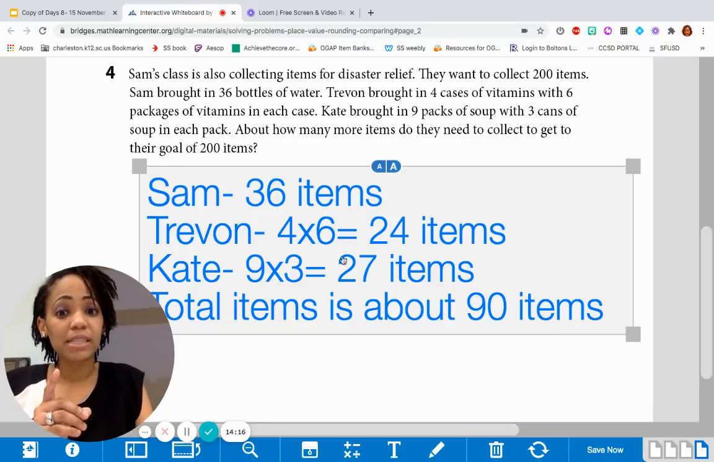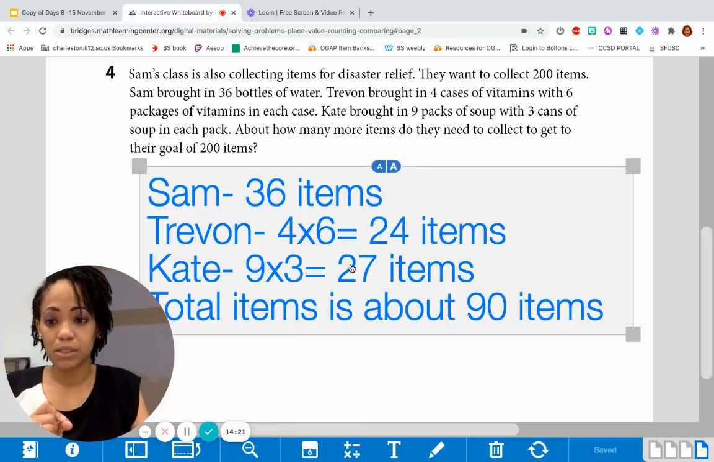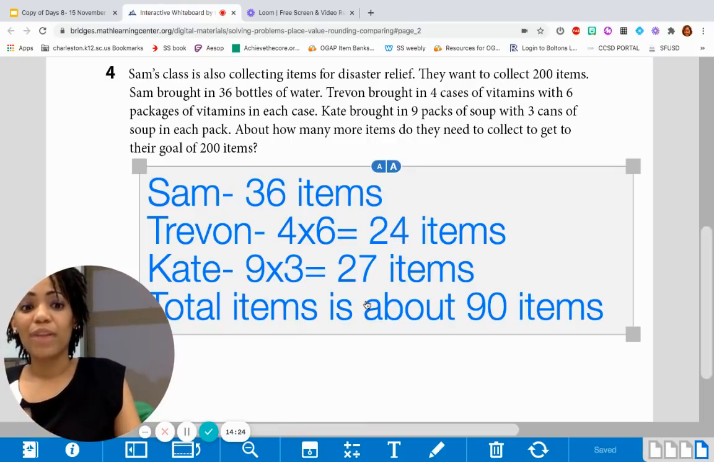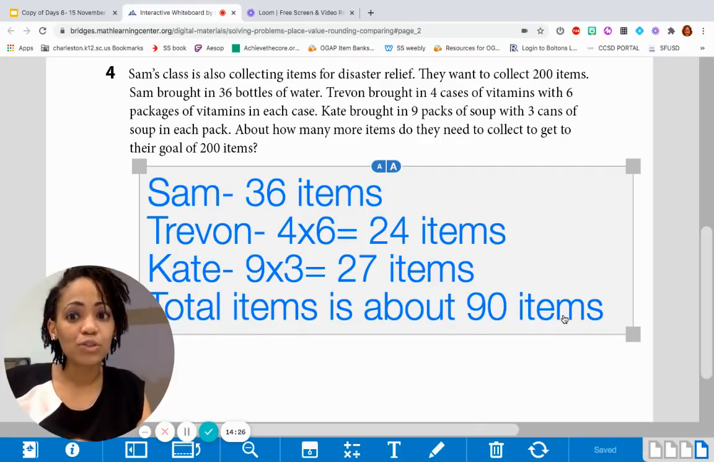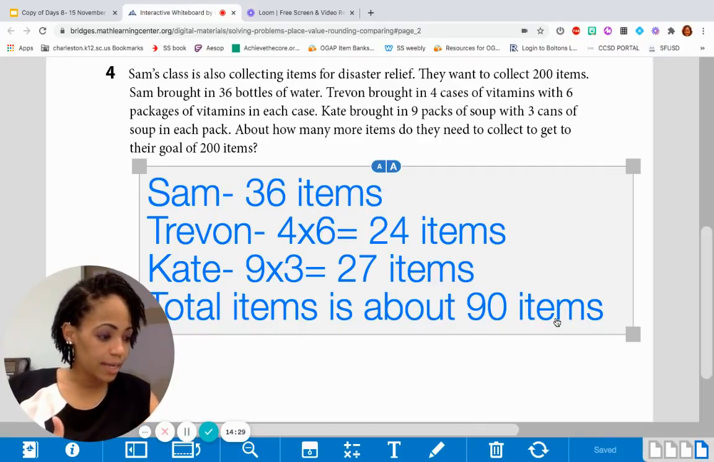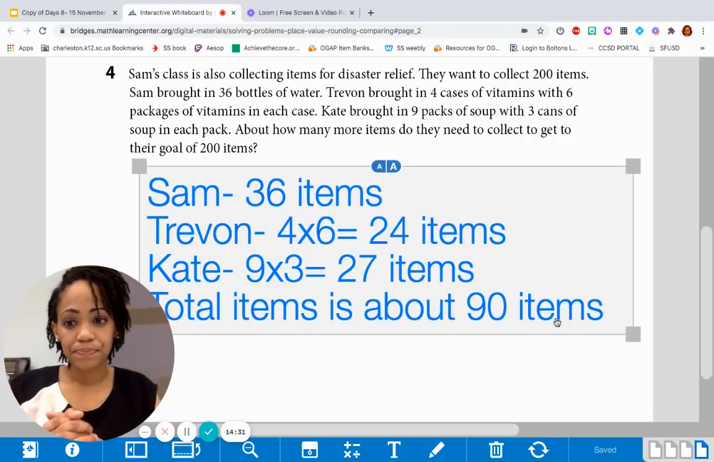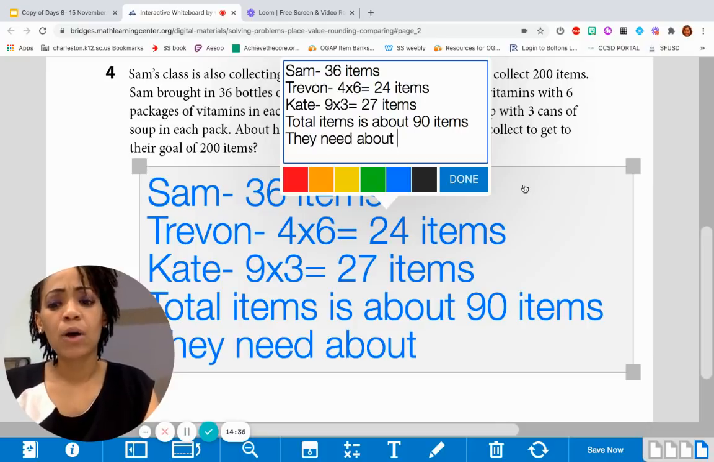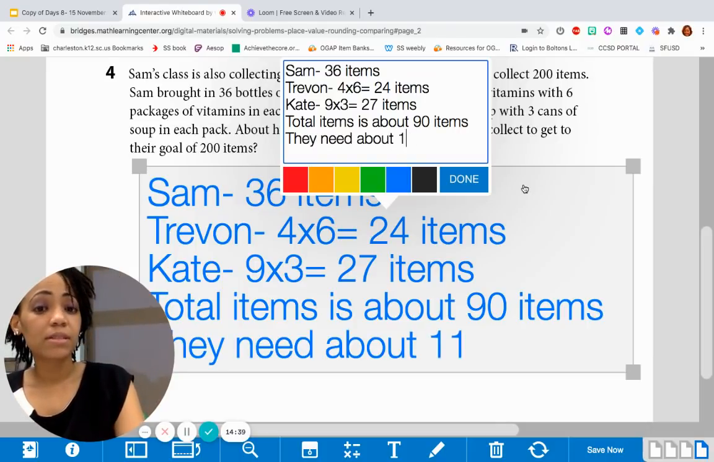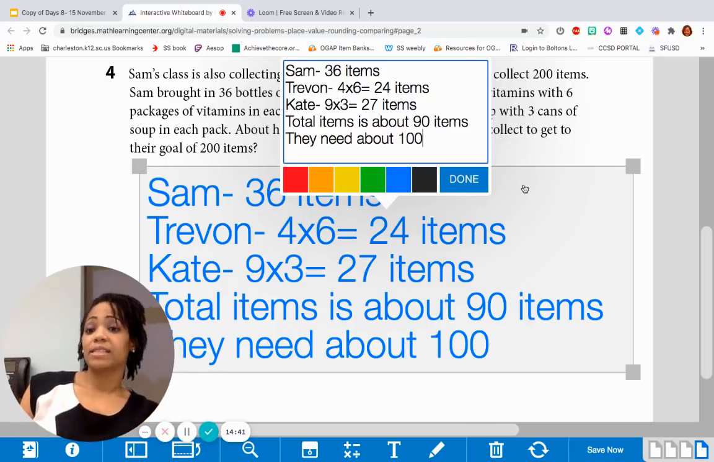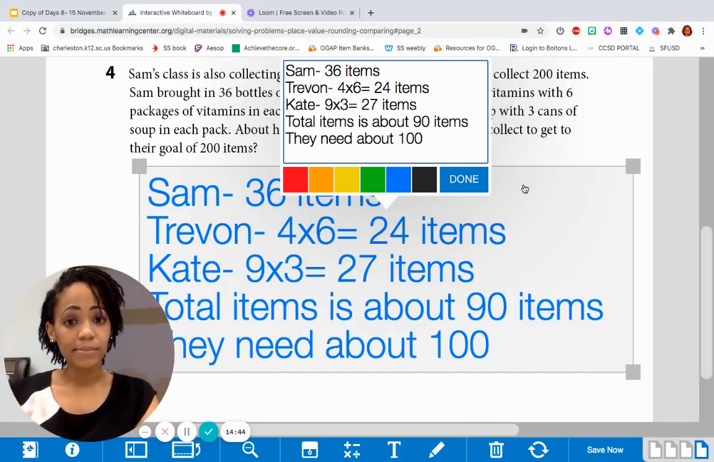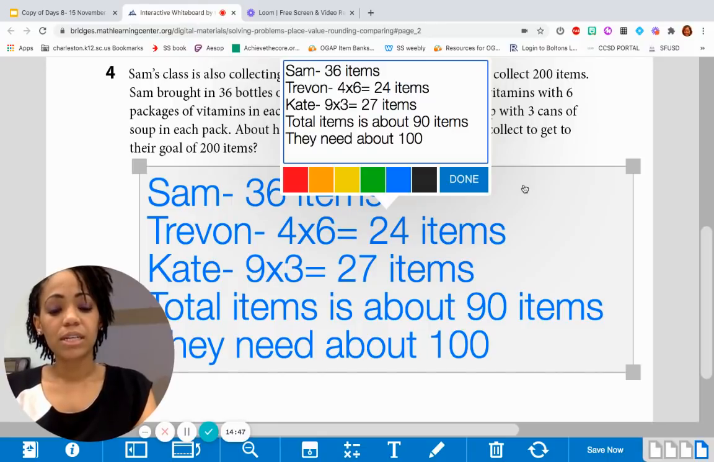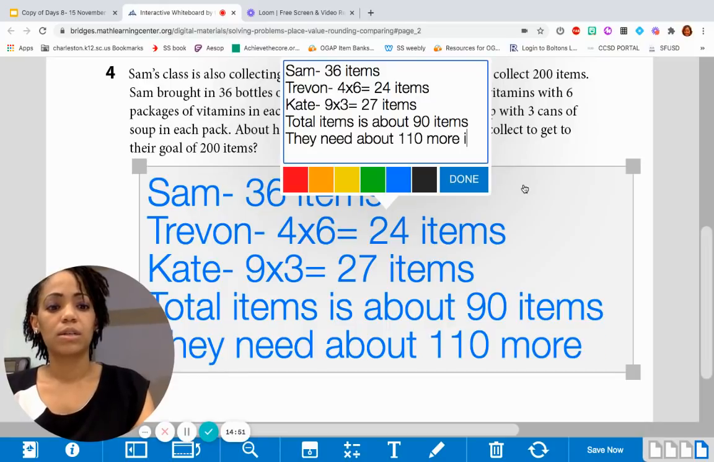So notice I was precise here and I rounded here because this would be 40 plus 20 plus 30, okay? So that's 90 items, but they want to collect 200. So about how many more items do they need to collect? Right, they need about, I can say about 100 items, or I can be more specific and say 110 more items. They need about 100 more, I'll just put 110. 110 more items.